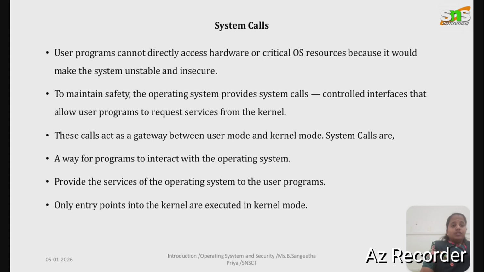As in the previous video we discussed, a user program cannot directly access the hardware such as CPU, memory, disk, or an input-output device. If direct access were allowed, the system could become unsafe, unstable, and insecure. To solve this problem, the operating system provides system calls. A system call is a controlled interface that allows the user program to request a service from the operating system. It acts as a bridge between the user program and the operating system kernel.